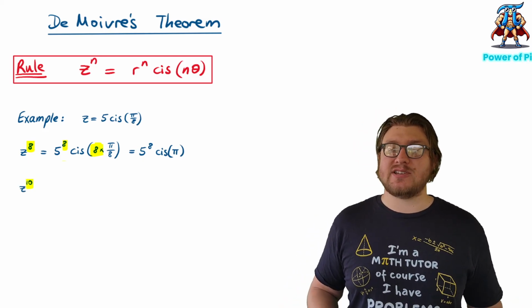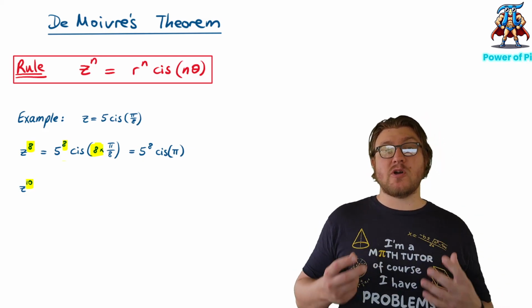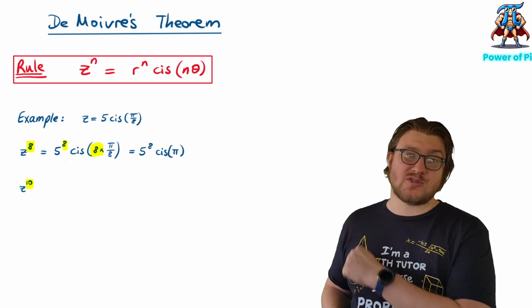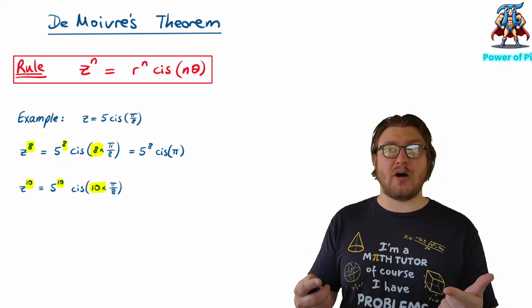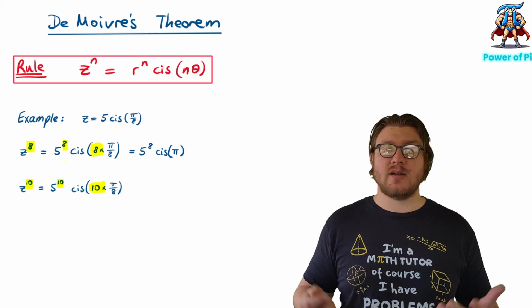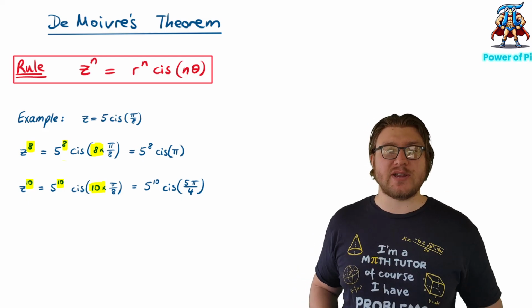What about z to the 10? This was a question in our last video that we thought was really tedious. Well, let's do it in one step. r to the power of 10, so 5 to the power of 10, and multiply the angle by 10. Well, chuck it in the calculator and we're done. That was very easy.